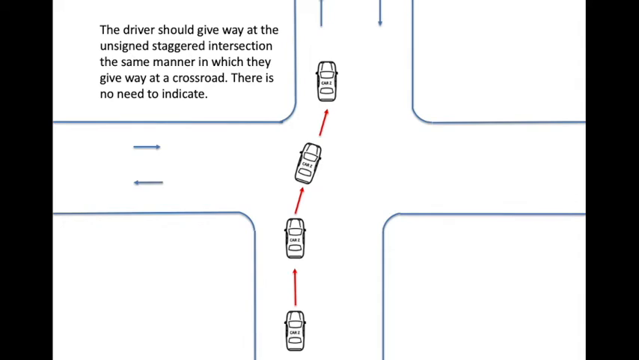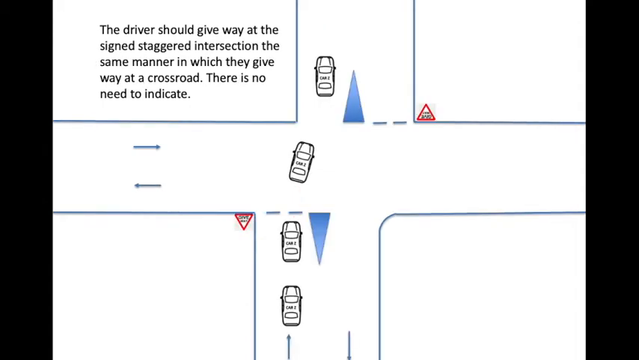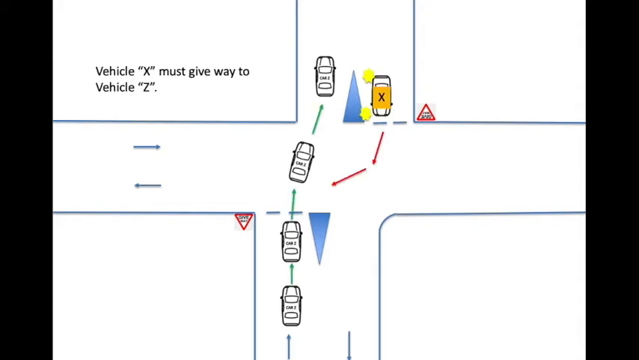Now I can say, as I go across the state doing instructor training, there are some places where they do indicate right and left in that scenario. You will need to check with your local Transport and Main Roads examiner as to their interpretation of the staggered intersection at different situations. The driver should give way at the signed staggered intersection, these ones being give way signs, in the same manner in which they give way at a crossroad. There is no need again to indicate.